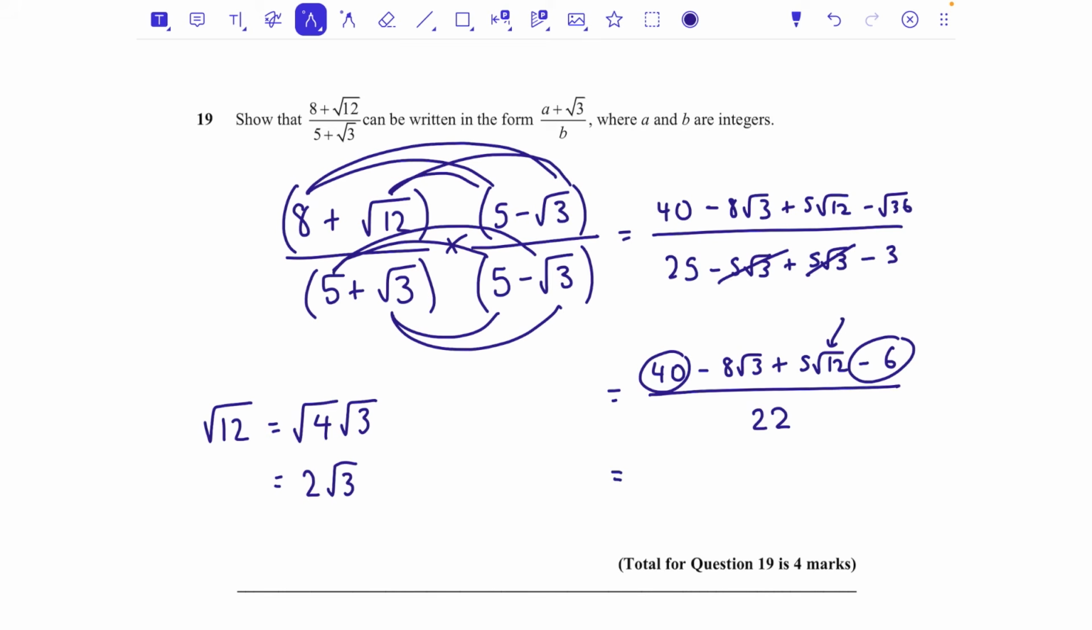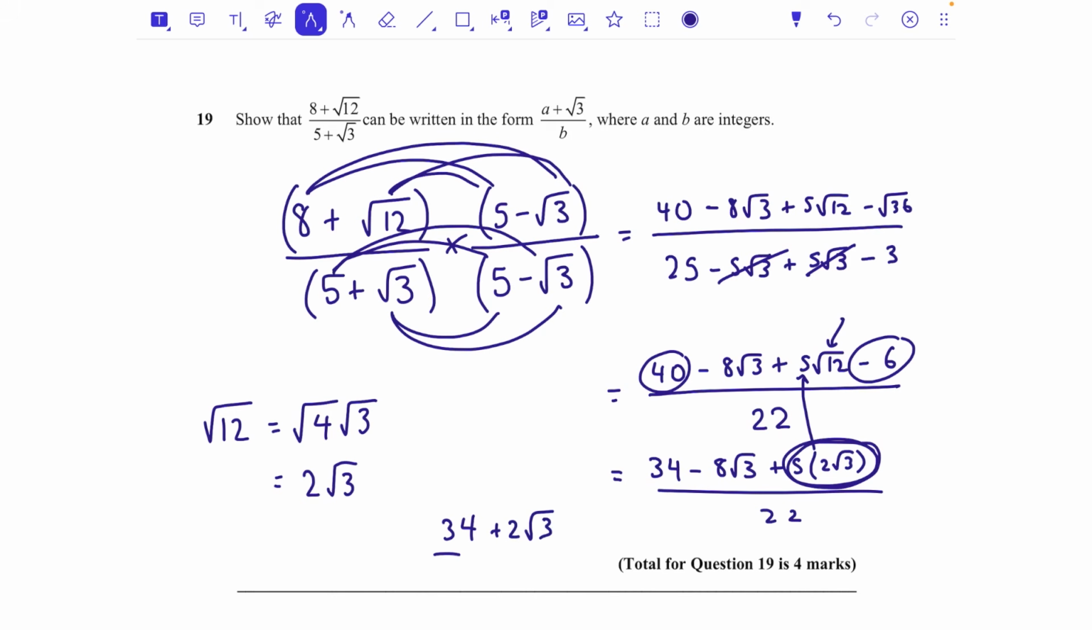So I've got 34 minus 8 root 3, add 5 lots of 2 root 3, because we have got that 5 in front there, all over 22. So that's 10 root 3. If I've got minus 8 root 3 and I'm adding 10 root 3, my final answer is 34, add 2 root 3 over 22.